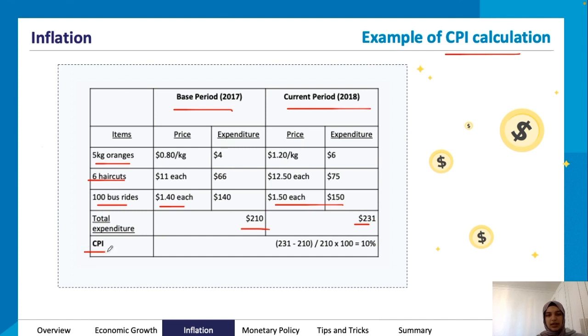What is the CPI? Well, we take the current year minus the previous year, divided by the previous year of 210, and then we times it by 100 to get the percentage of 10%. Okay? So hopefully that is making sense. That is literally how you would do a calculation like that. You probably won't be given this much information. You'll just be told the total expenditure for previous and current, but this is an example to help you understand as well.